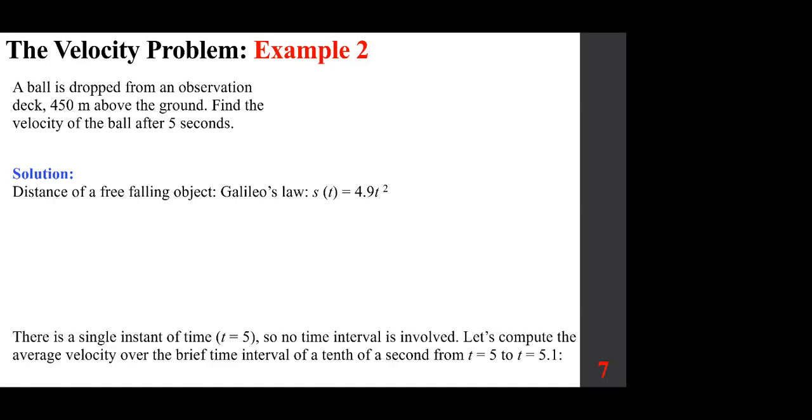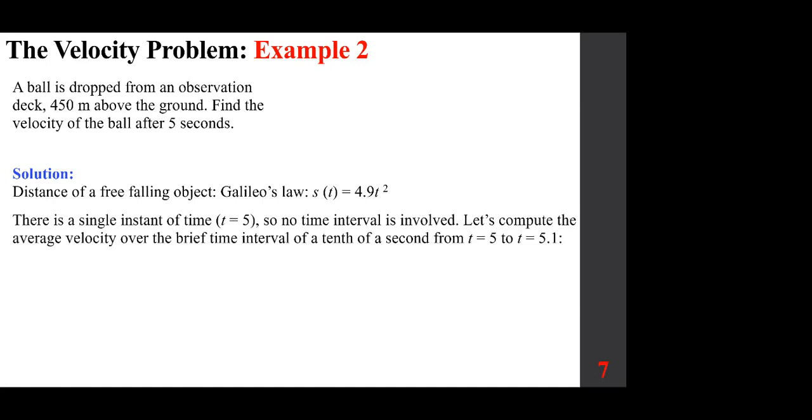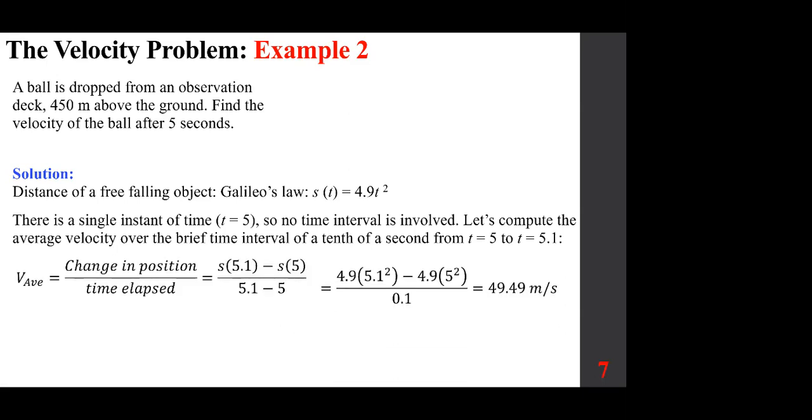We are going to pick up numbers nearby and do the math. As an example, if we pick 5.1, which is fairly close, then we can plug it into S, the position or distance function, 5.1 as well as 5. The difference is the total distance covered, and the time is 5.1 minus 5. And therefore, we can calculate the average speed in that time interval of 5 to 5.1 to be 49.49. And the units are meters per second.